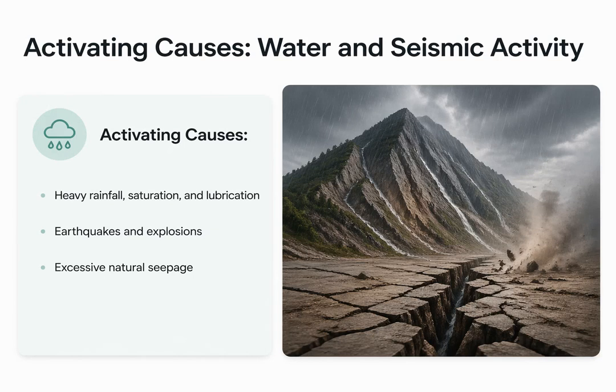Water plays a massive role in triggering mass wasting. Heavy rainfall leads to the saturation and lubrication of slope materials, drastically reducing their friction. This is a common cause of landslides in the Western Ghats during the monsoon season. Excessive natural seepage can have a similar effect. On the other hand, sudden shocks from earthquakes, which are frequent in the tectonically active Himalayas, or artificial vibrations from explosions and mining machinery can instantly shatter a slope's stability.